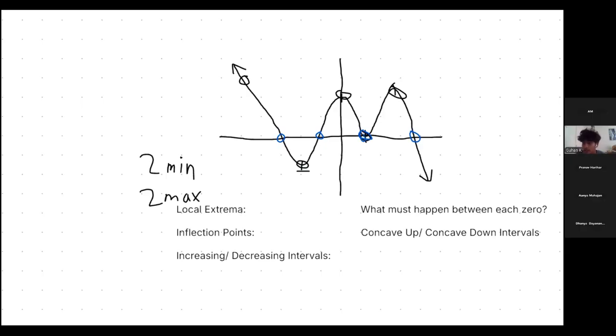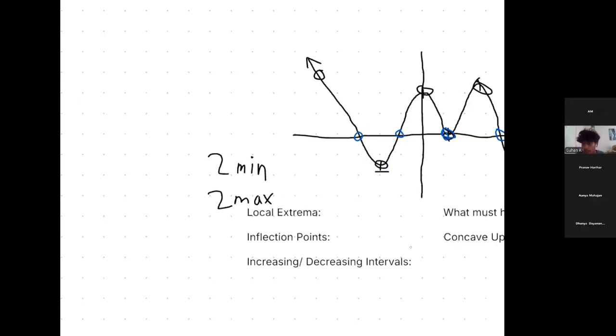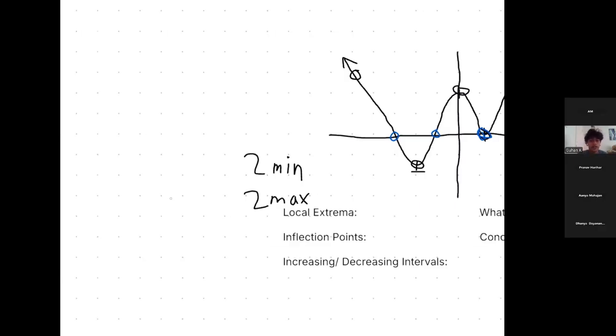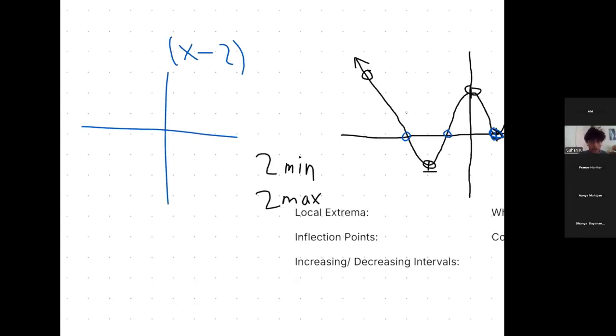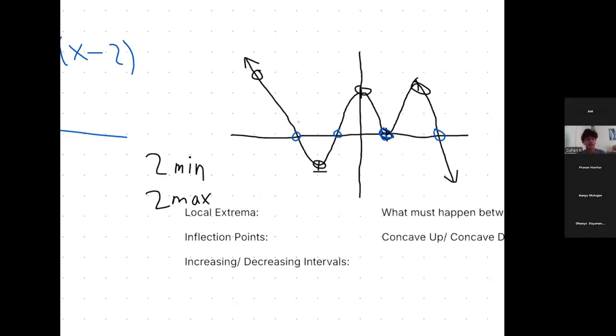And wait, there's a question. Is it true that there is one less turning point than the multiplicity of the function? So one less term, let me try. Okay, so you're saying, okay, so multiplicity of a function, let's look at it. Yeah, that's usually true.